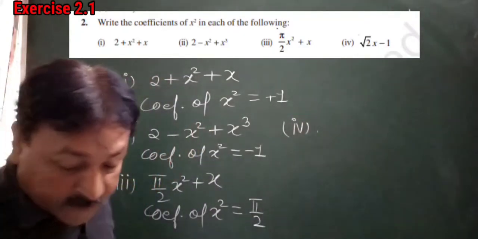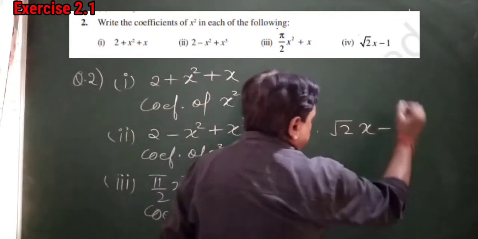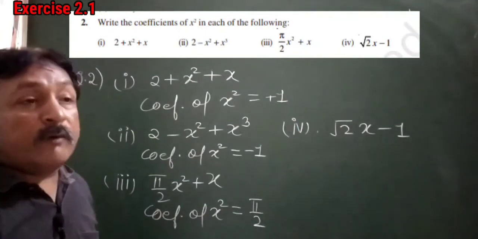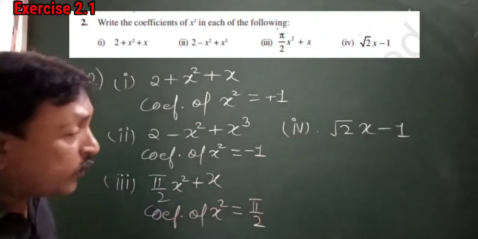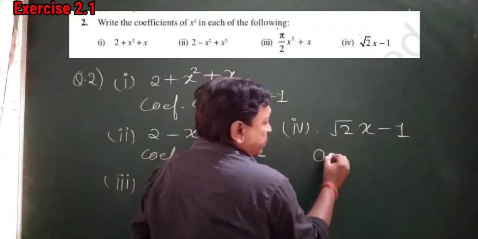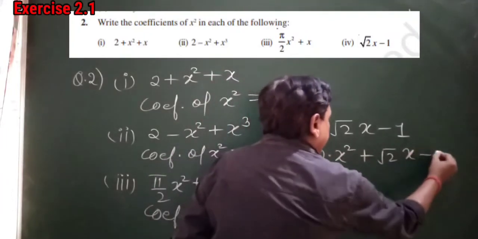In part fourth it is written root 2x minus 1. In this question we have to write the coefficient of x square, but x square is not present in this expression. So what to do? We have to do one more step. We can write it like this: 0 into x square plus root 2x minus 1.